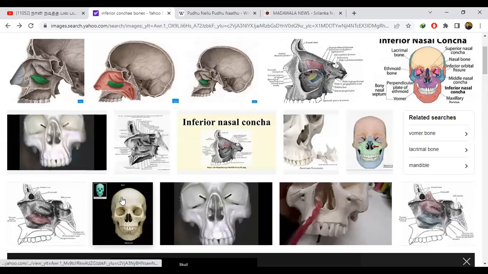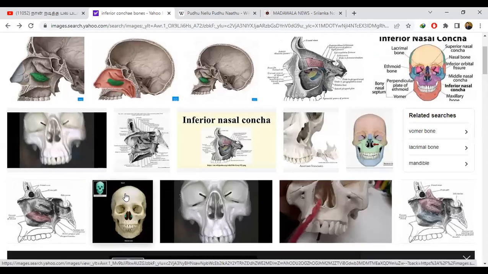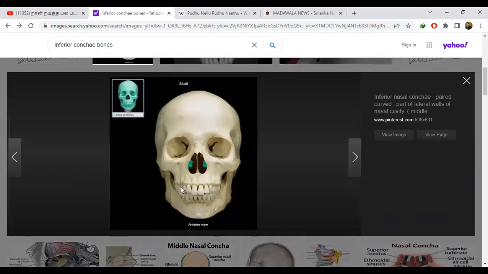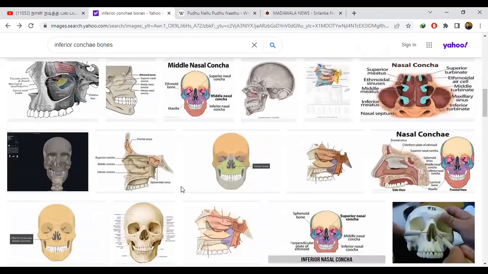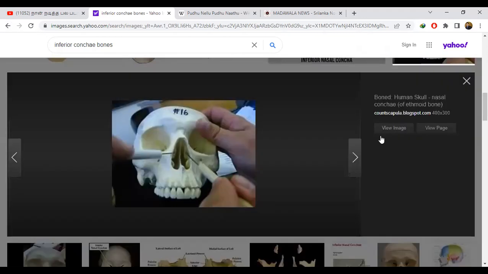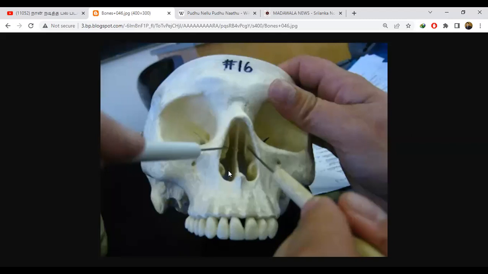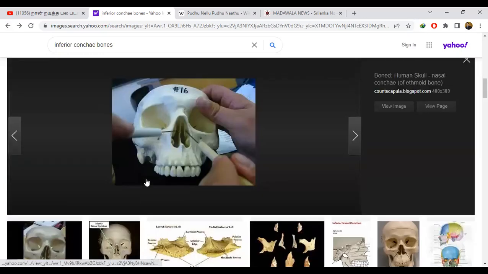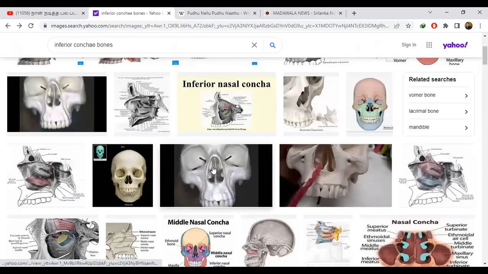Inferior concha. Like I told you, you can access those bones through the nasal cavity. Understood? The vomer also can be accessed from the nasal cavity. Can you see this bone? Yes, sir. Inferior concha. When they show it like this, we are like, yes, that is the inferior concha. That will be there with us. Understood?